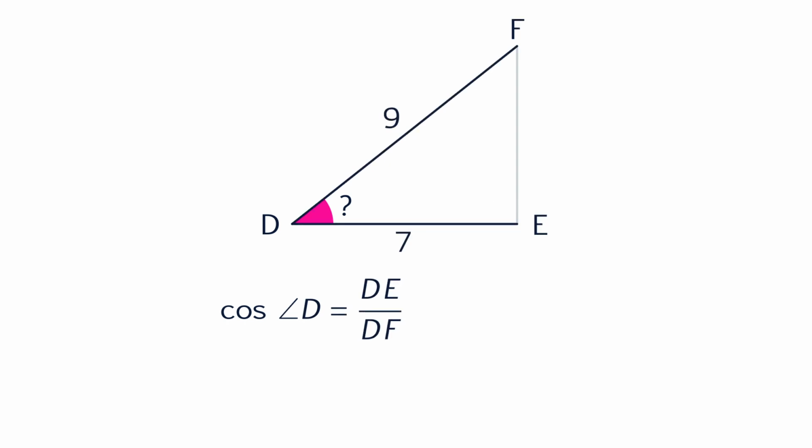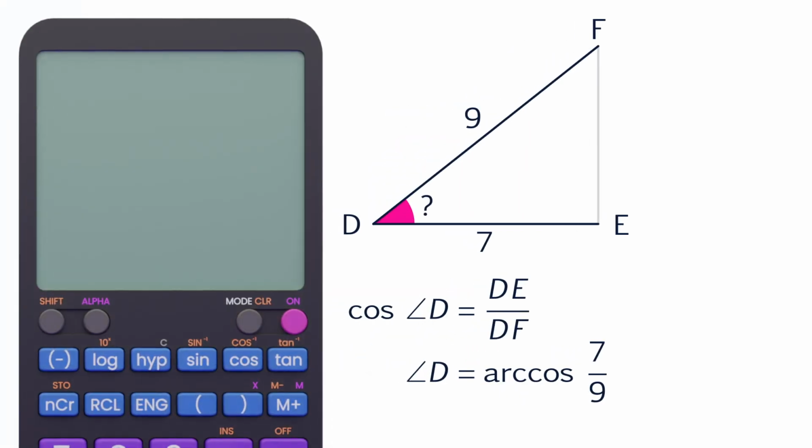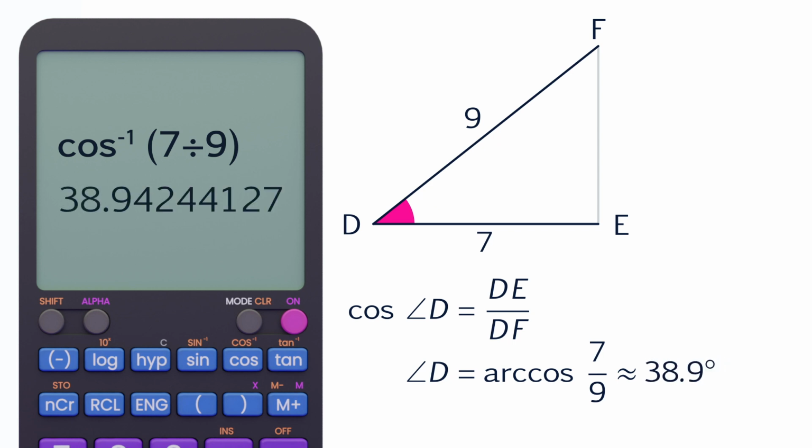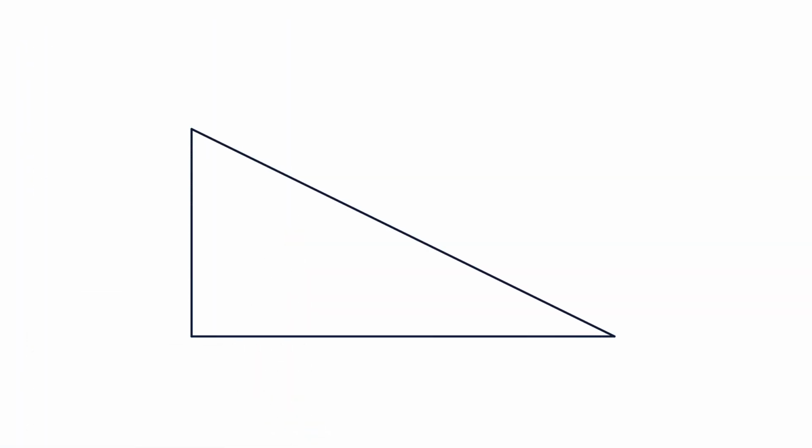Applying arccosine to both sides of the equation, you get angle D equals arccosine of DE over DF. Let's plug in the known values. DE is 7 and DF is 9. To find the size of the angle, you input arccosine of 7 over 9 into your calculator and get approximately 38.9 degrees when rounded to one decimal place. Now, let's take a look at one final example.